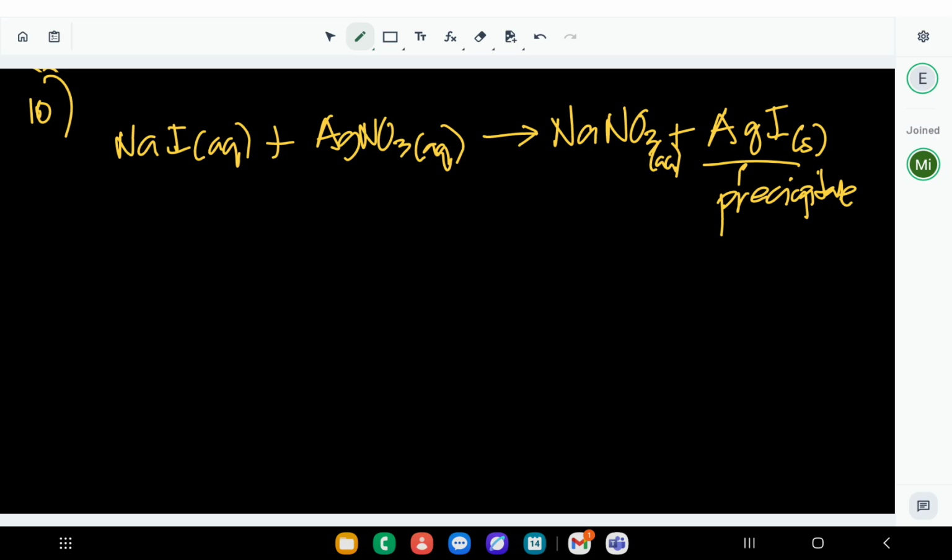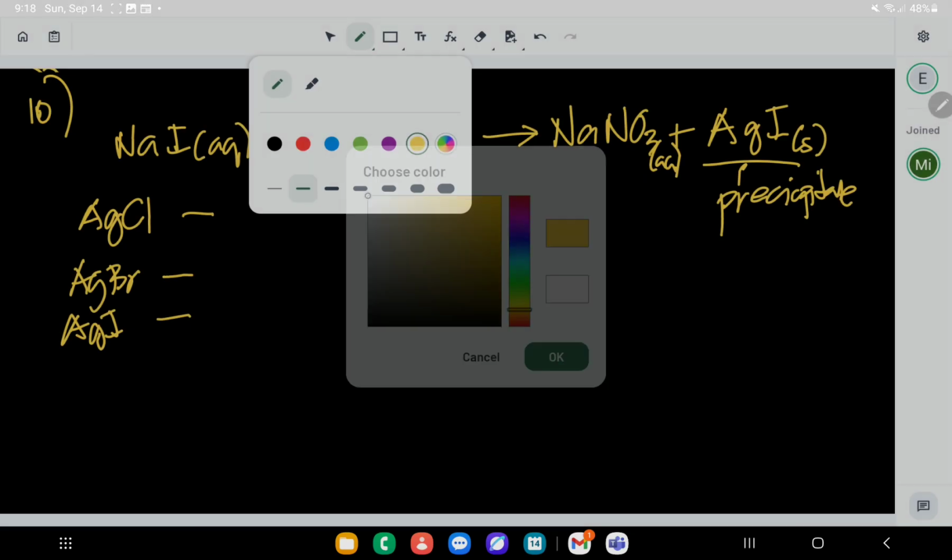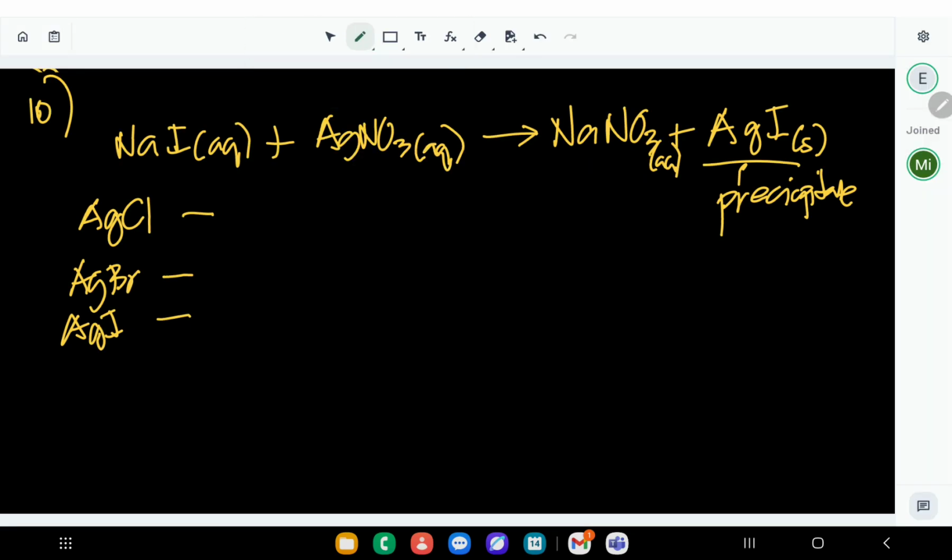Okay. So what are the properties of silver halides? What are those silver halides? Silver chloride, silver bromide, and silver iodide. Okay, check this. So for silver chloride, this produces a white precipitate. This is soluble in ammonia.